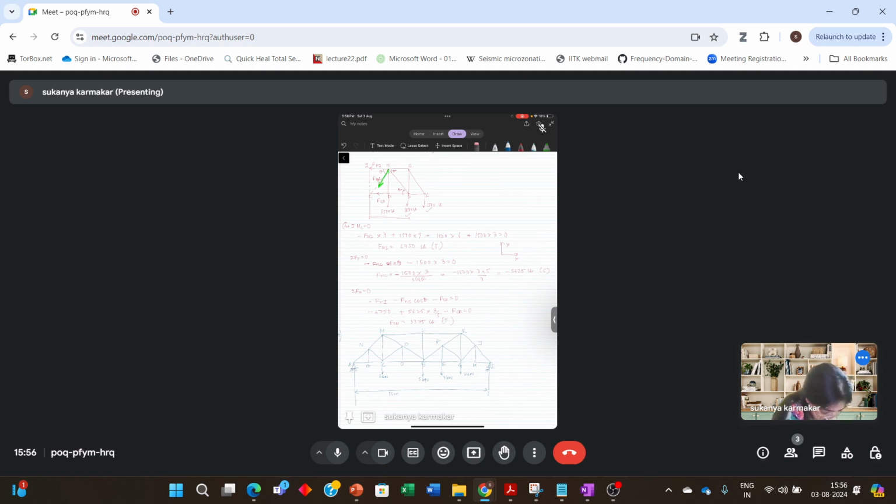16 meter is total. And there are how many panels? 1, 2, 3, 4, 5, 6, 7, 8. 8 panels. Panels meaning AB is one panel, BC is a different panel. So 8 at the rate of 2 meter. Sometimes this is another way of dividing the distance. This length is 2 meters, this length is 2 meters. You need to find out the forces in the member CD and CM of the bridge. CD is this member and CM is this member.